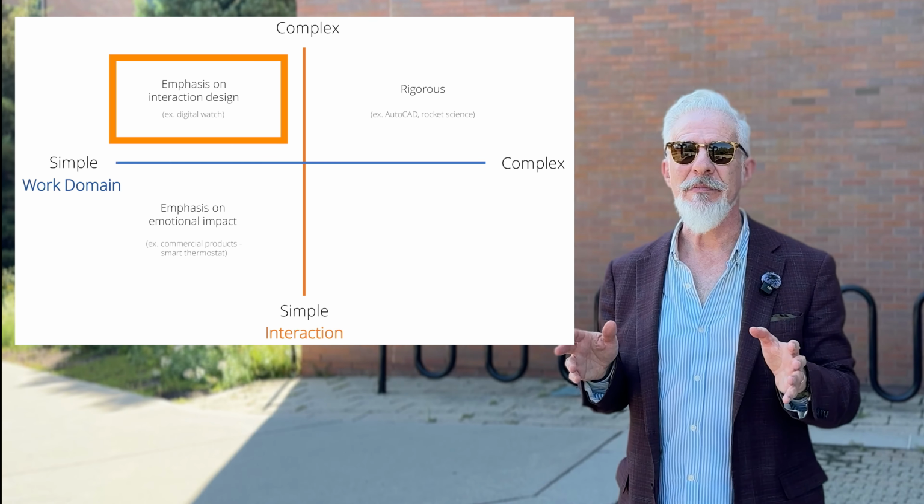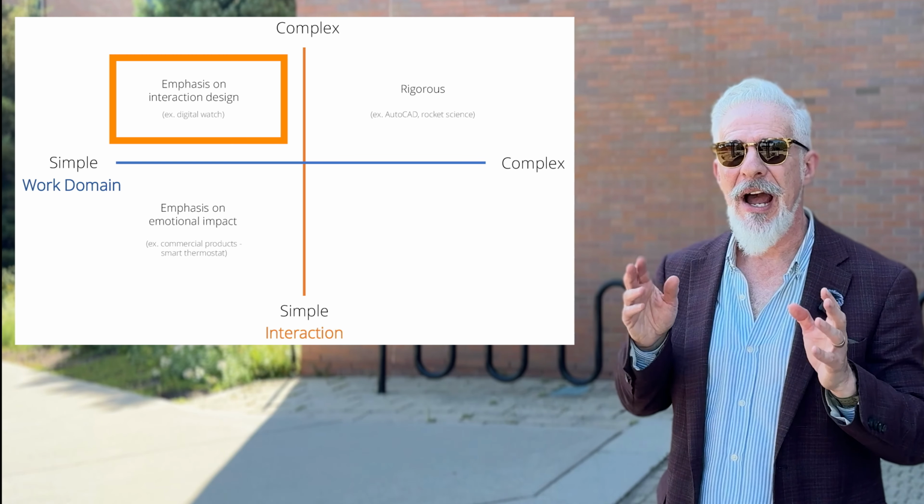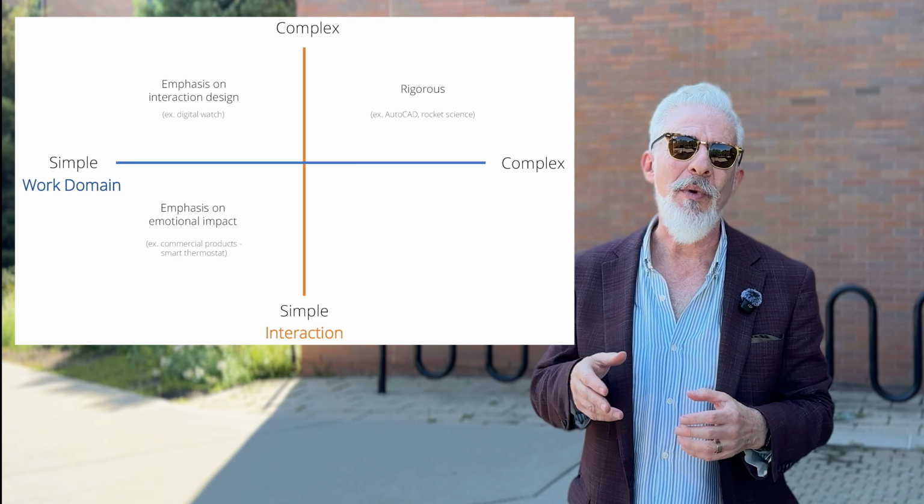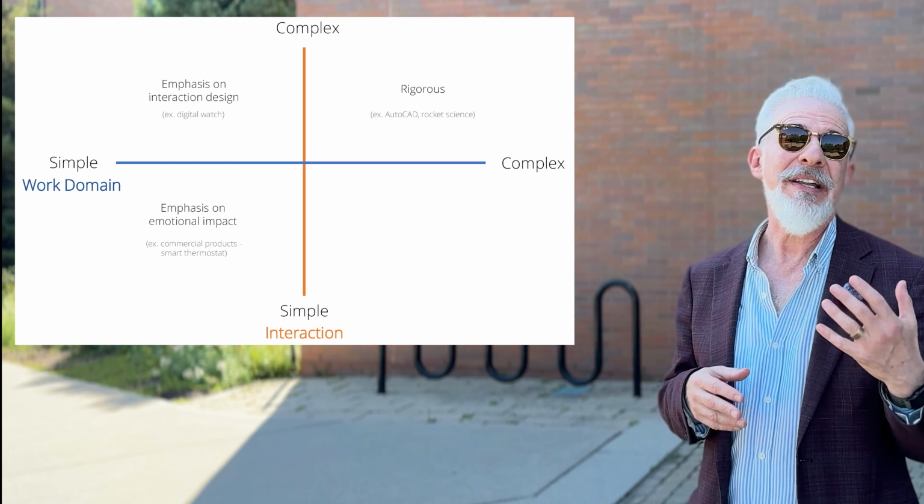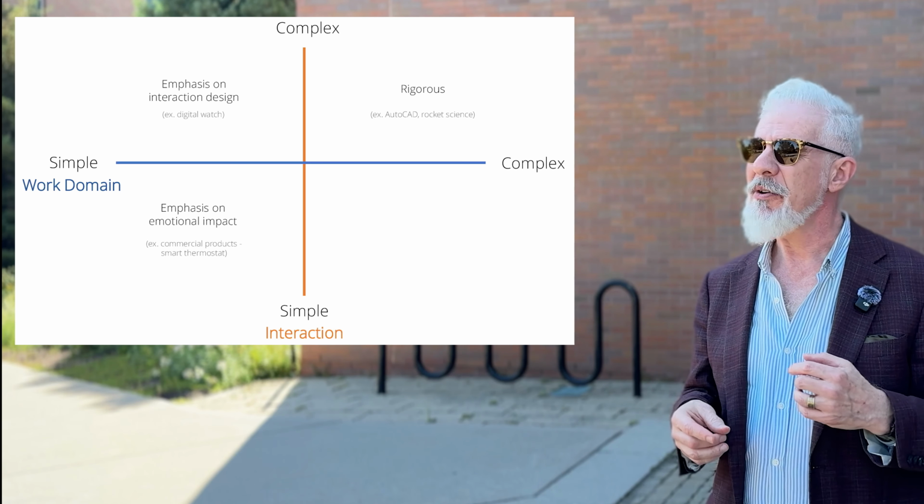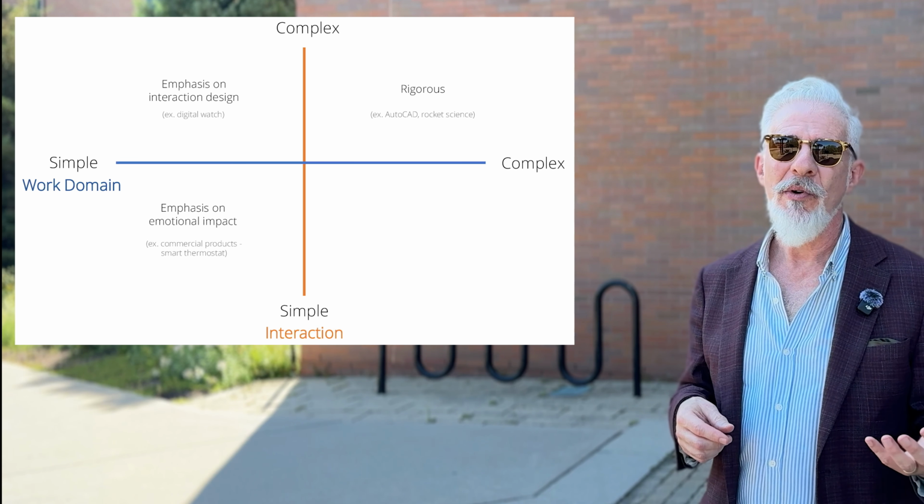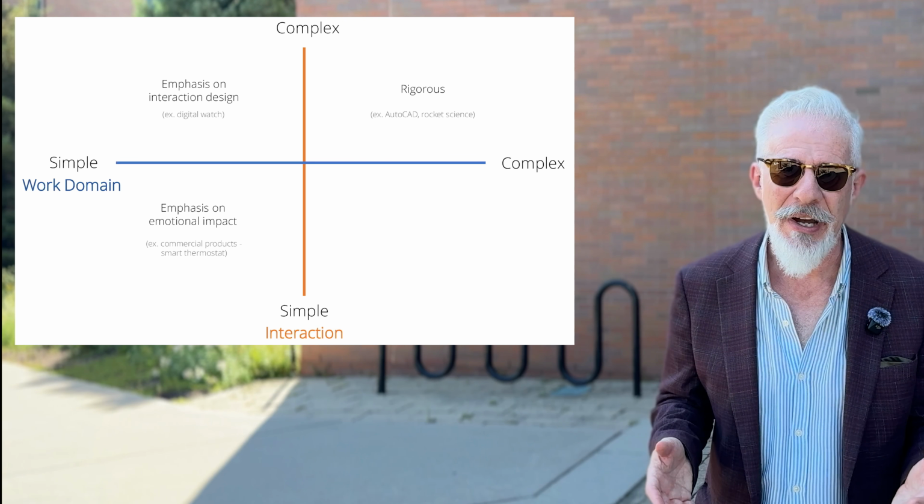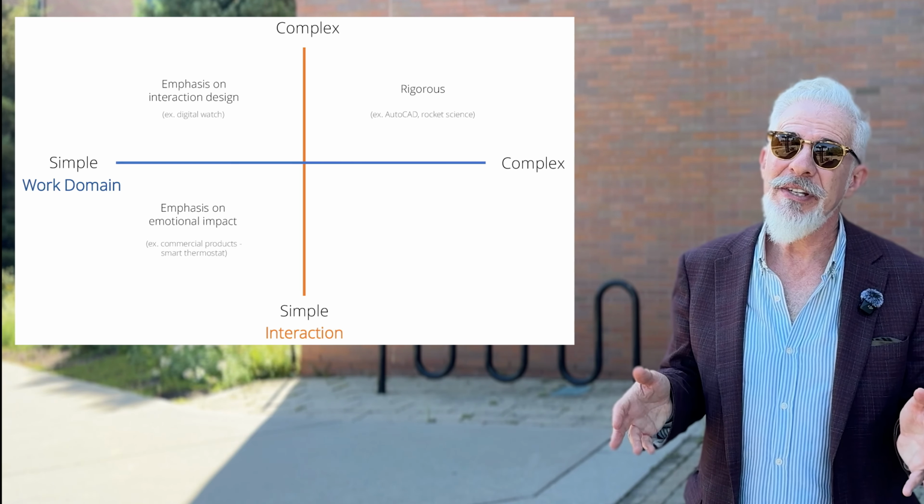Next, we have systems that are complicated or complex in interaction, but have a simple work domain. For example, something here would be like a digital watch. The domain of telling time is simple, but the interaction can be quite complicated. So, think of trying to set an alarm or changing the time just using 2 buttons. It's actually not always intuitive.